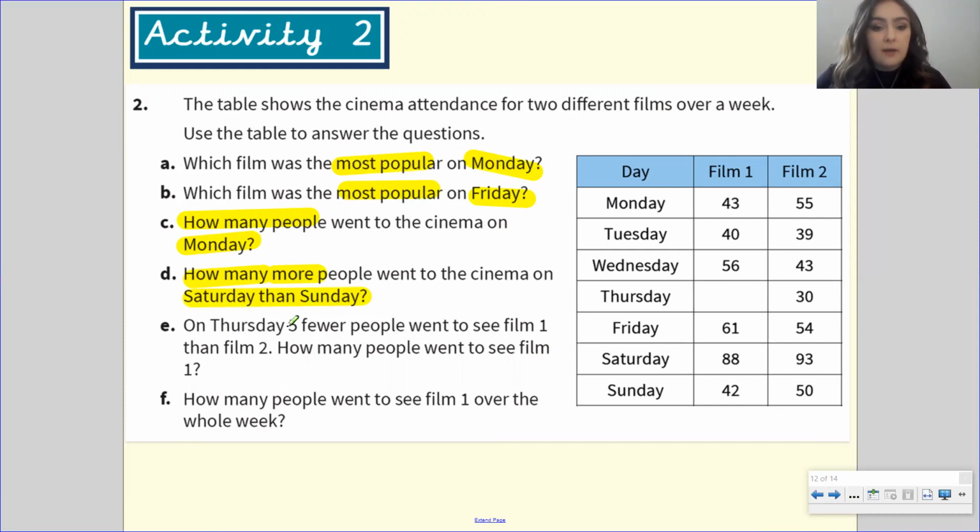On Thursday, 5 fewer people went to see film 1 than film 2. How many people went to see film 1? So what you need to do here is fill in the blank. And the last question, how many people went to see film 1 over the whole week? So look at that whole week for film 1 and think about what the question is asking you to do here. So pause the video if you are completing activity number 2.